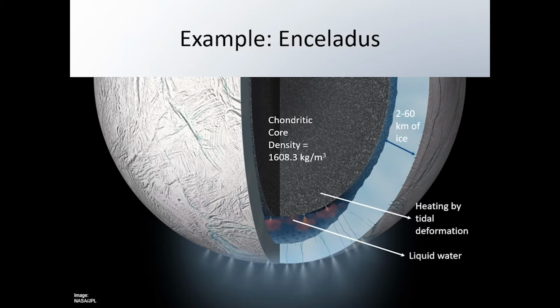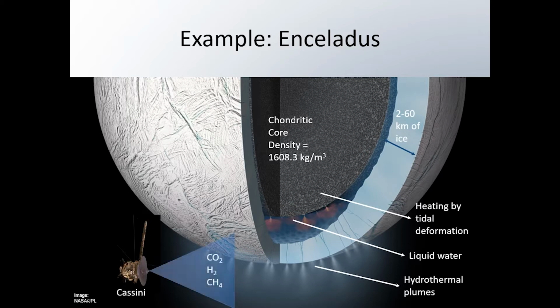life. This water and accompanying compounds are released as plumes in the south polar region of Enceladus, where the Cassini probe detected that the plume contains chemicals that microbes here on Earth use for their metabolisms at hydrothermal vents.